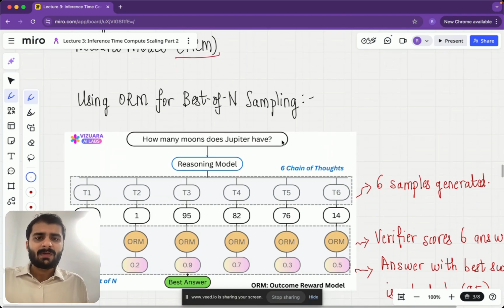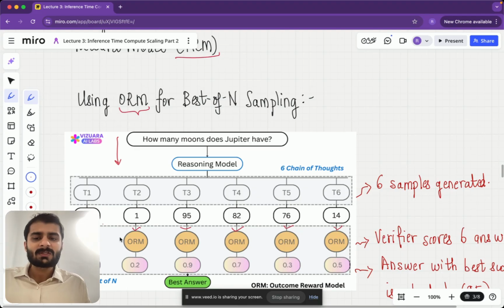So the question that we have asked is, how many moons does Jupiter have? It is passed through a reasoning model, and then we have generated six chains of thoughts: T1, T2, T3, T4, T5, T6. So as we are looking at ORM here, we are not concerned with the chains of thoughts at all. We are only concerned with the final answer. These final answers, which are 90, 1, 95, 82, 76, and 14, they are passed through the output reward model.